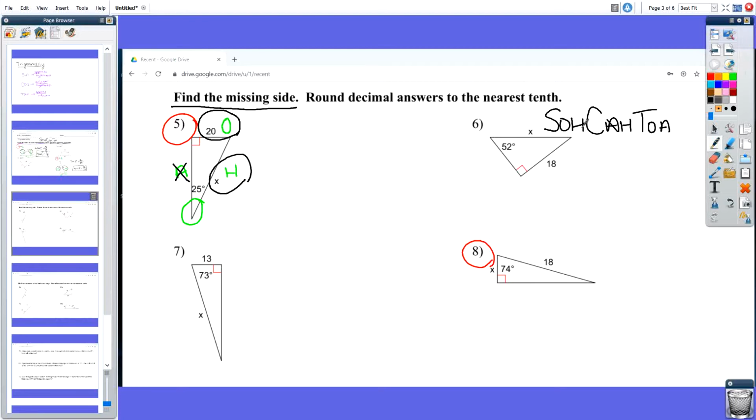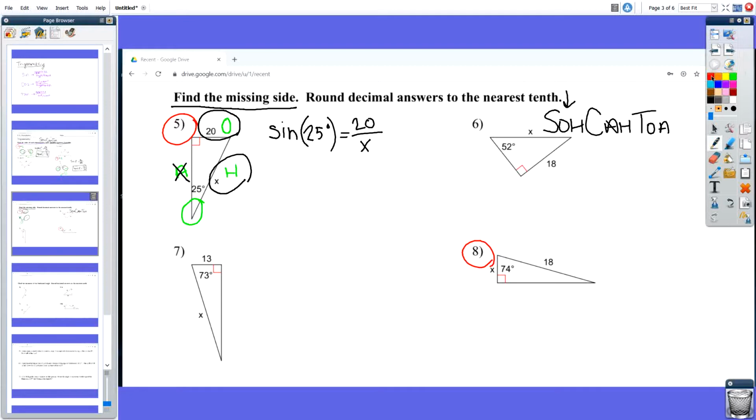So we're going to look over here at our SOHCAHTOA, and I see O and H. Looks like we're going to be using sine. So now I can set this up. Sine of the angle always goes right here. 25 degrees is equal to opposite, which is 20, over hypotenuse, which is x. So that's our setup. The next step is to actually solve for x.